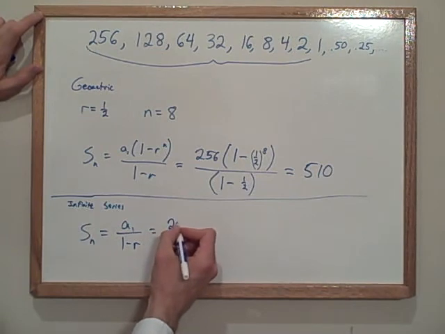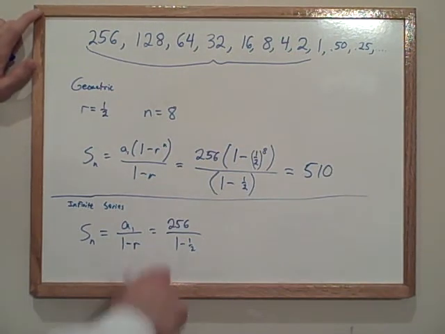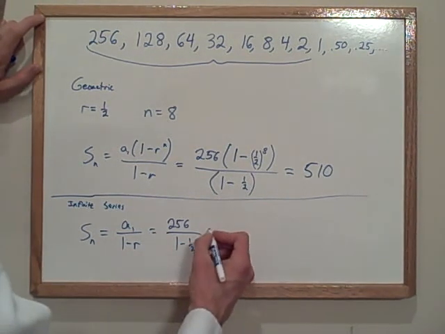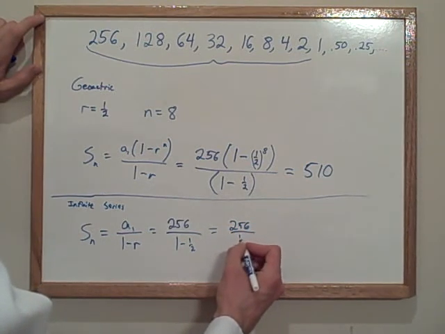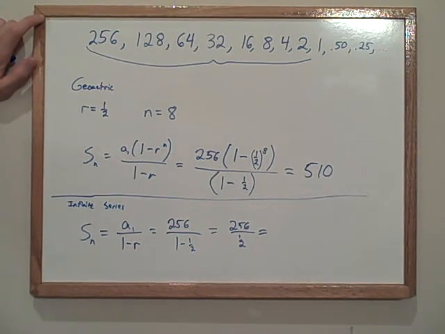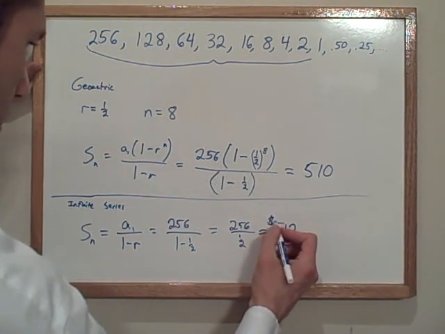So 256 divided by 1 minus 1/2. Okay, easy mistake to make. If you type that in the calculator exactly the way it is, you're going to mess up. I recommend one of two things. Either put that in parentheses or just use your common sense. 1 minus 1/2 is just 1/2. 256 divided by 1/2. Oh, good grief, we don't need a calculator for this. 256 divided by half. Basically, that doubles your 256. 512, that's how much money he's going to have.